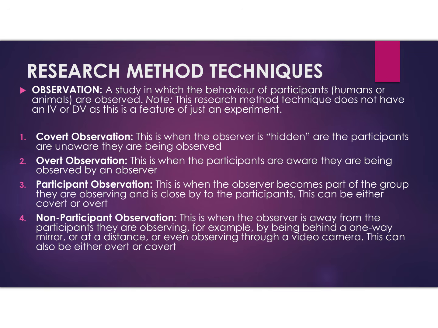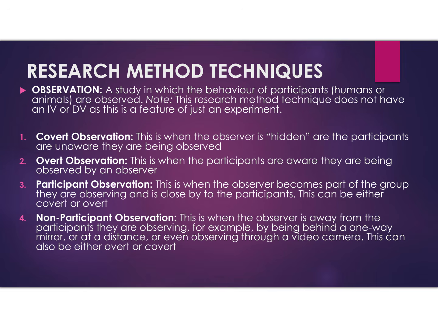However, when they do know that they're being observed, it is an overt observation, when participants are aware that they're being observed by an observer. Now, a participant observation is when the observer is part of the group that they're observing. So when we say that they're part of the group, it means that they are close to the participants. They are involved in the procedure.